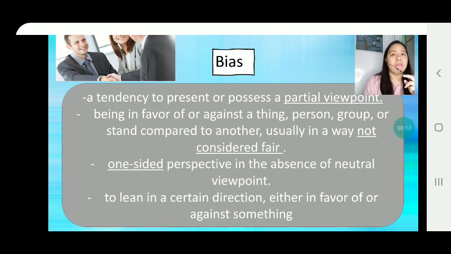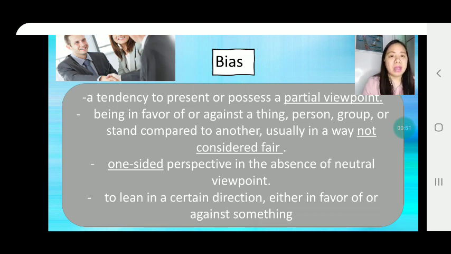English 9 third grading, which is bias and prejudice. So, when we say bias, it is a tendency to present or possess a partial viewpoint. When we say partial viewpoint, ang tinitingnan mo lang are just half, not the whole. It is also being in favor or against a thing, person, group, or stand compared to another. Meaning to say, you are in favor or you like just one compared to another choice. Usually, in a way that it is considered not fair. Because of that, you are in favor of that other one, you became unfair.